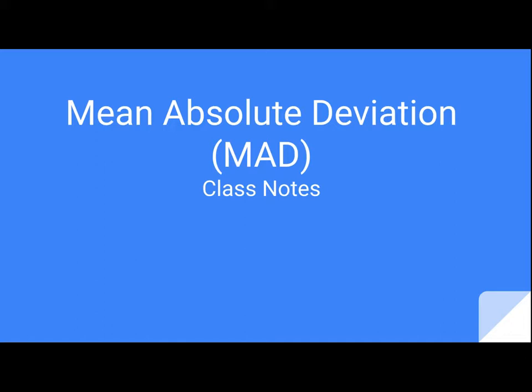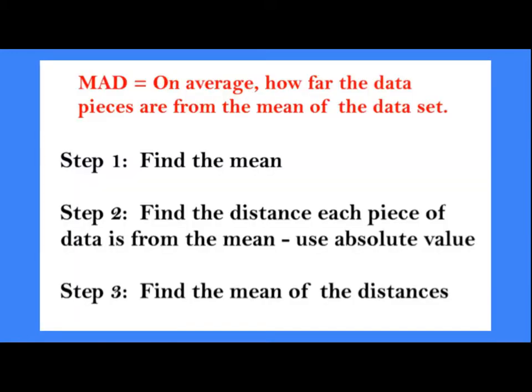So I know you talked about with box plots how spread out 50% of the data was. Now we're going to take the MAD and figure out how spread out the data is. In order to do that, it's on average how far the data pieces are from the mean of the set of data. So step one, find the mean.